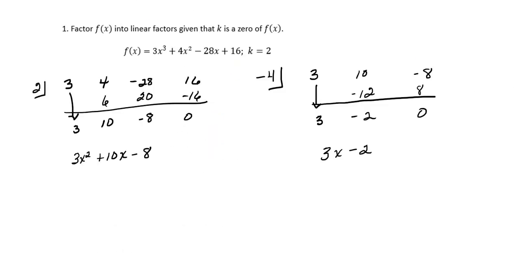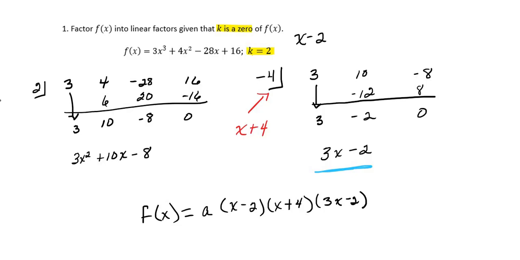Now going back up to my original problem where I'm told that k equals 2 and k is a 0. So 2 is a 0. That means that x minus 2 is a factor. And I also found that -4 was a 0. That means that x plus 4 is a factor. And then my third factor I found from here.